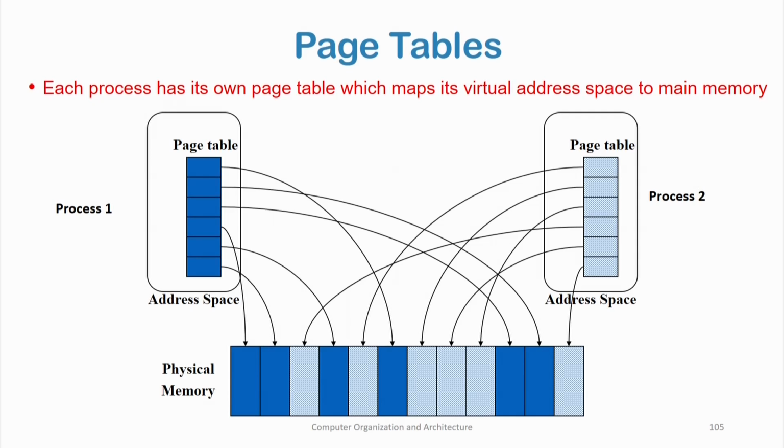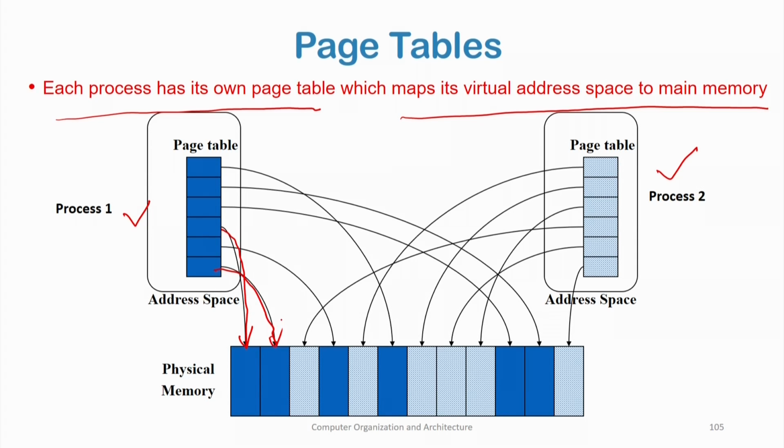As I said, each process has its own page table, and this maps its virtual addresses into the physical memory. Here this is the page table of process 1, this is the page table of process 2, and we see that the pages are mapped to corresponding page frames in the physical memory, and the physical memory is nicely shared between process 1 and process 2. A few of the page frames contain data corresponding to process 1, other page frames contain data corresponding to process 2. Okay.